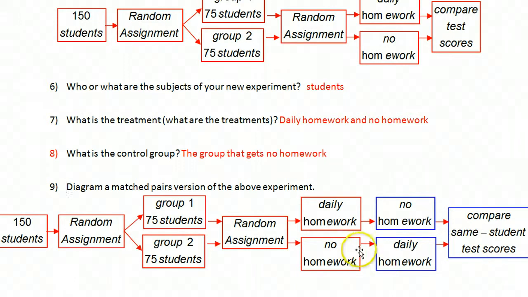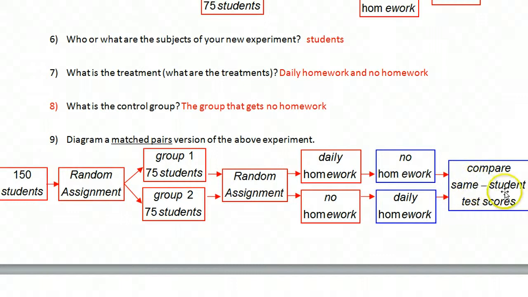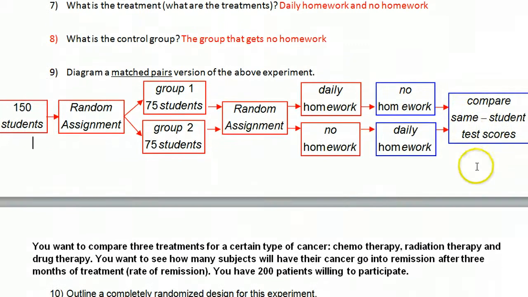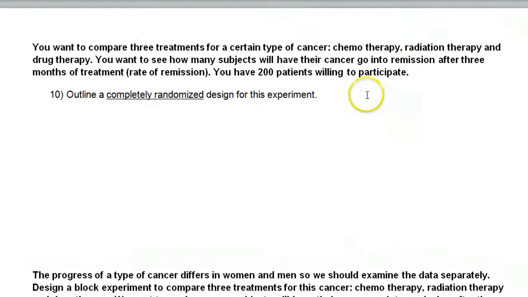So now that is a 100% matched pairs diagram. Soak it in. Notice everything in red is exactly the same as the completely randomized. You just have to modify the end, add an extra repetition of the treatment, and change the wording on the comparing part, mentioning that it's the same subject, or same student, same rat, same tomato, whatever it is. All right, I talked too much.